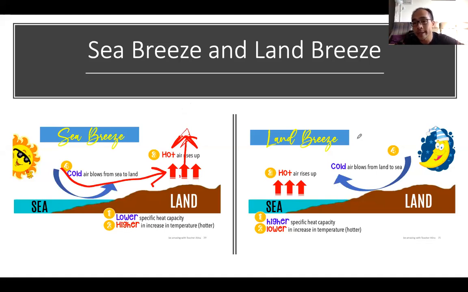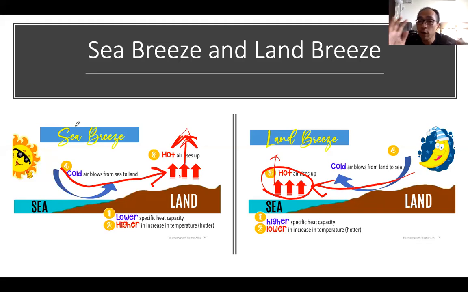Okay. In opposition, at night, we find that the sea is hotter, because the whole day it has been heated up, and at night the sea takes a very long time to become cooler. Since the sea takes a long time to become cooler, there is more hot air over here. So the hot air over here rises up, and the cold air will blow from the land to the sea. We call this the land breeze because it is the breeze that comes from the land. This is the sea breeze because it is the breeze that comes from the sea.